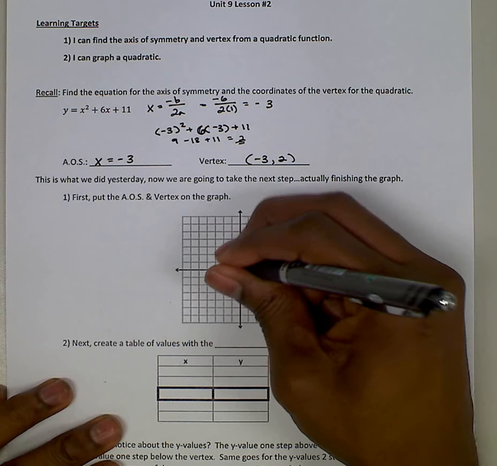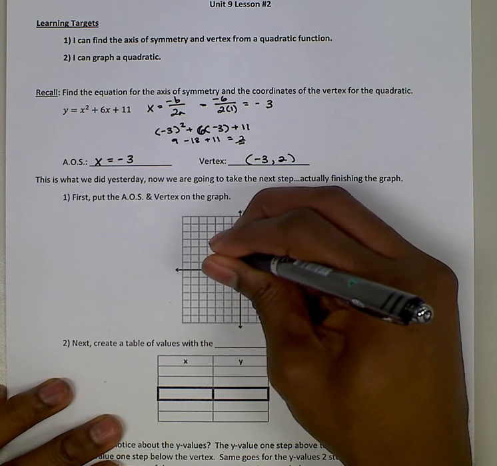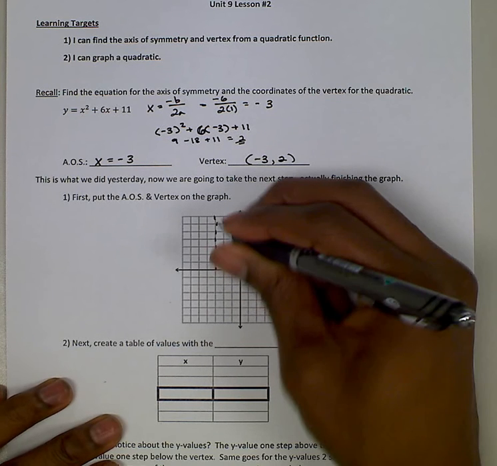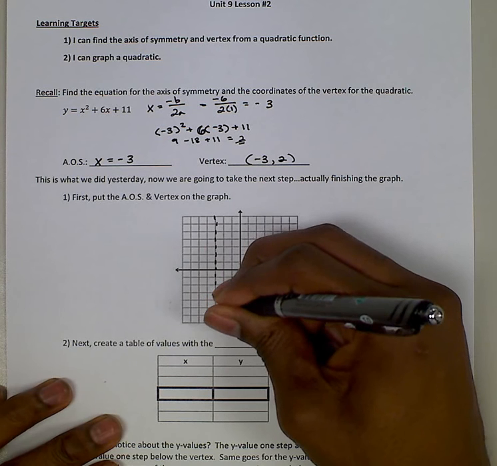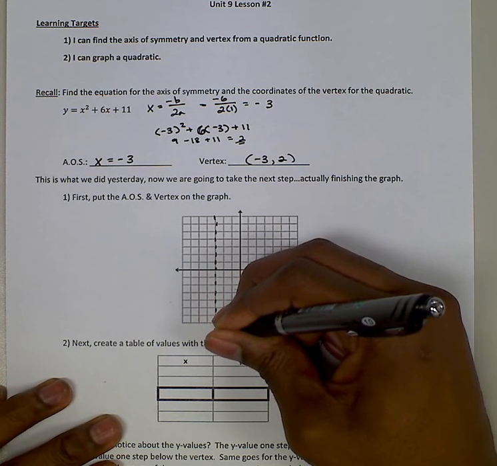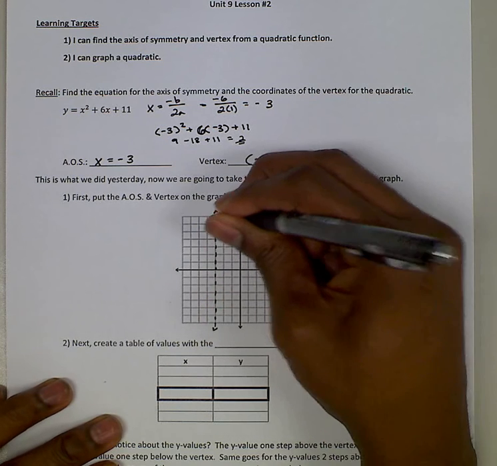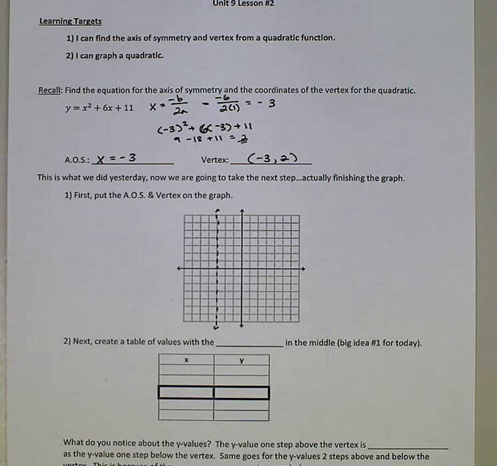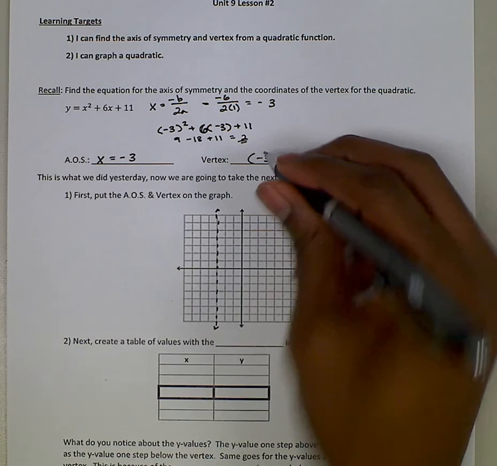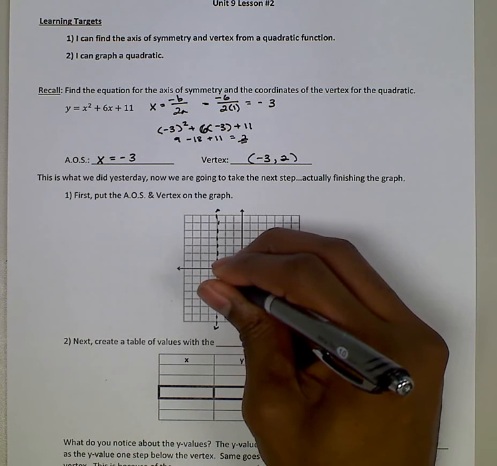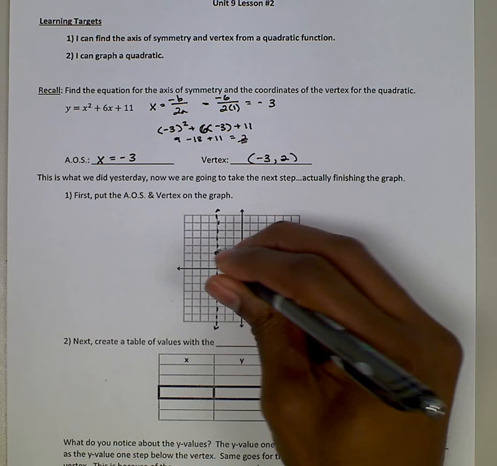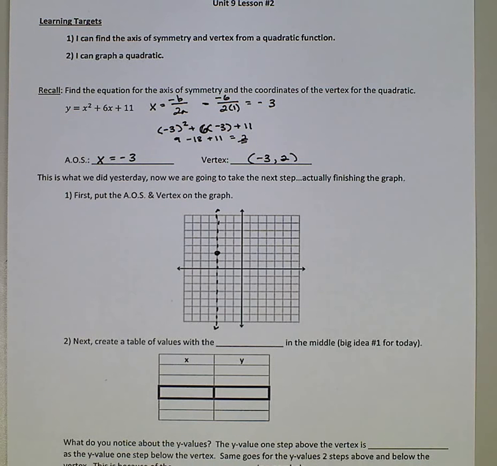Okay, and I usually like to have something visual so I can see it. So I give my dotted line here so I can see what's happening at x equals negative 3. My vertex will be at negative 3, 2. So 1, 2, 3, 1, 2. I'm going to plot that. Okay, so we have the vertex and the axis of symmetry on there.